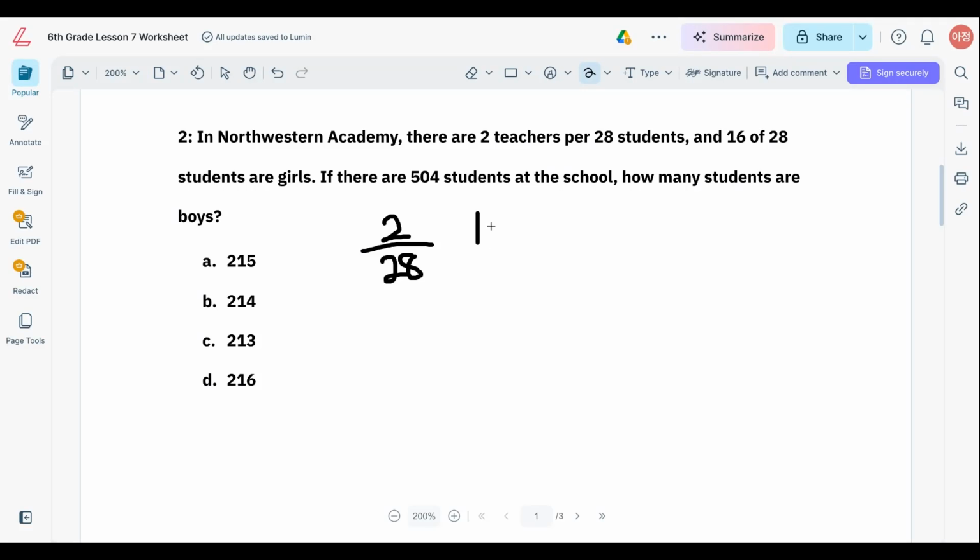And then 16 out of 28 are girls. So this is for teachers, just put T. This is for girls, G. If there are 504 students at the school, how many students are boys? Okay, so the information for teachers would not be relevant because we are trying to find out how many students are boys.